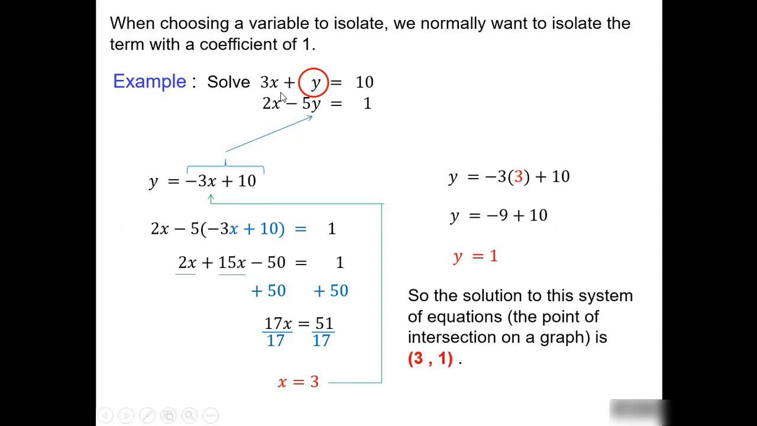And let's see why that works. If I replace x with 3 and y with 1, 3 times 3 is 9, plus 1 is 10. If I replace x with 3, I get 6. If I replace y with 1, I get 5. 6 minus 5 is 1. So notice that this is in fact the correct point of intersection, and we can always check to see if we're correct by just plugging it back into both equations.